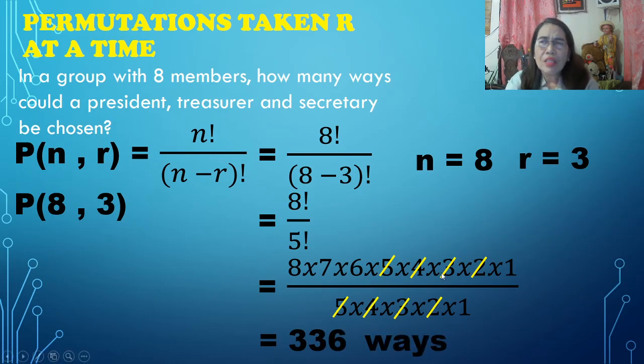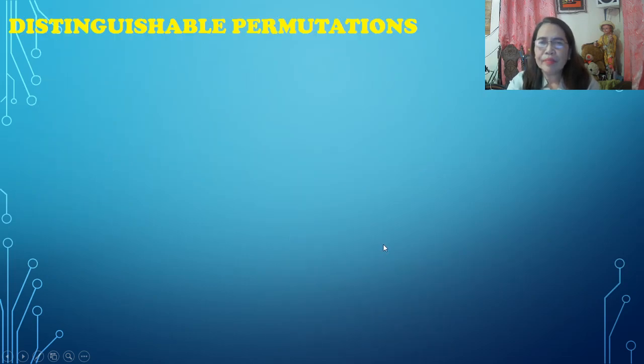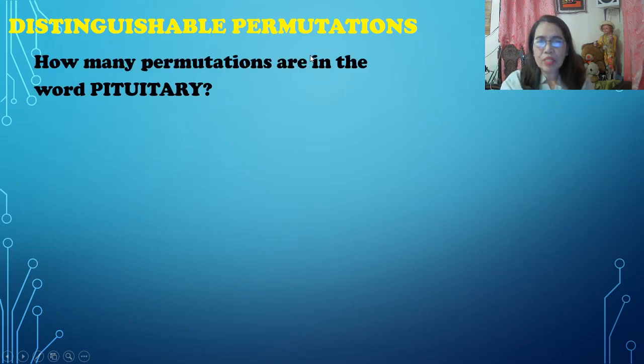Now, just in case that there are too many numbers, you need to expand all of this. So, later on, I'm going to show you a shorter way to apply cancellation. So, pwede pa rin naman siya i-cancel. Okay, moving on. Let's proceed to distinguishable permutation. So, example, how many permutations are in the word pituitary?